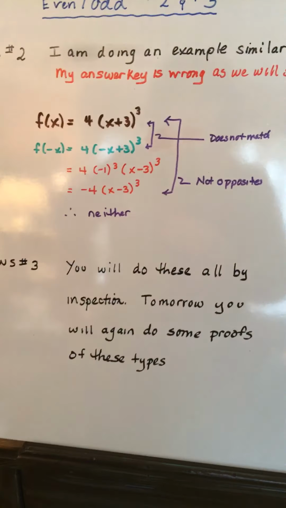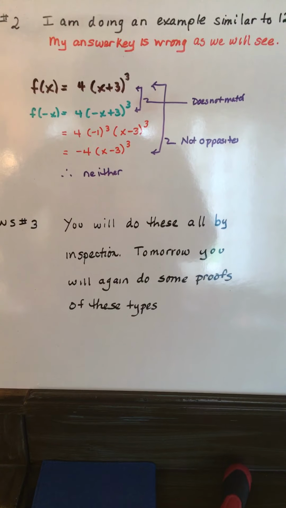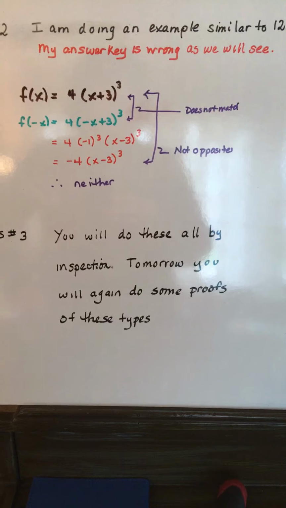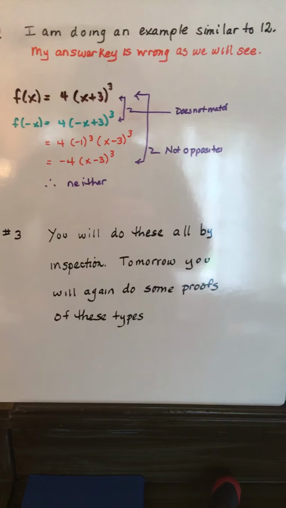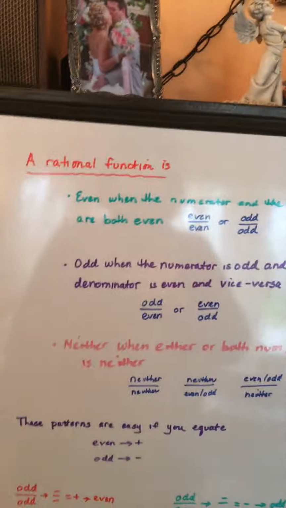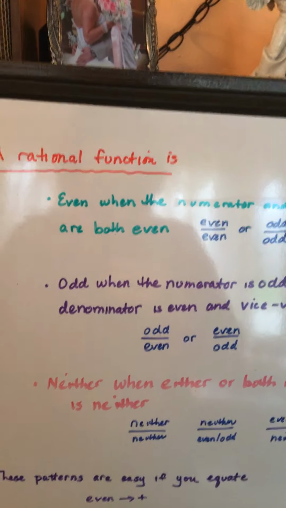Now on worksheet 3, you will do all of these by inspection. And we're going to discuss how you do them by inspection, and you'll do some more proofs tomorrow. But worksheet 2 will be the only place where you're doing proofs. Worksheet 3, inspection. Now, how do I find a rational function by inspection? We're going to talk about it.